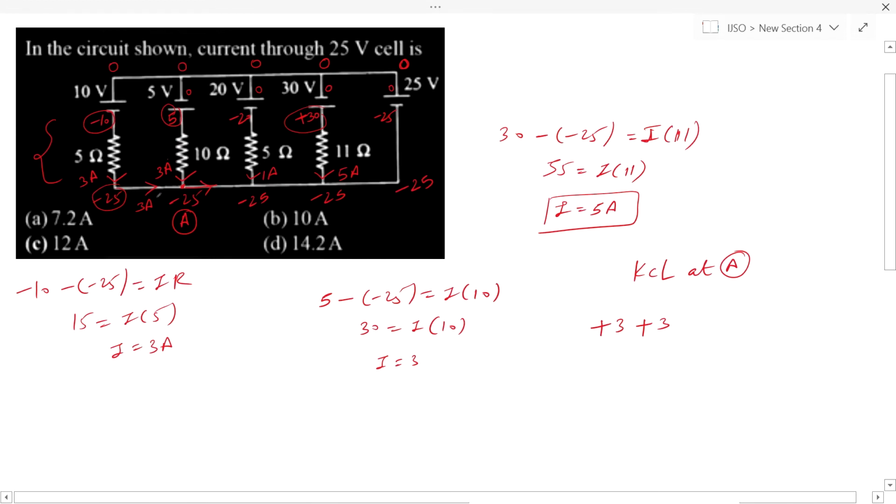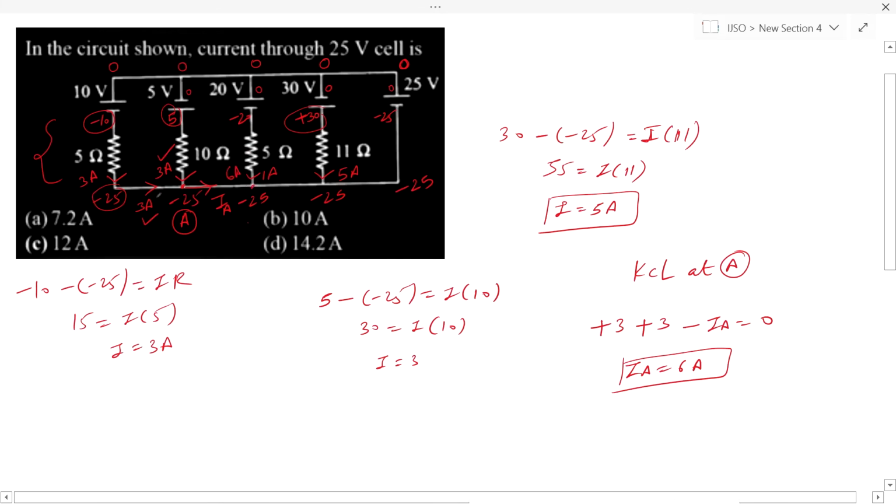Easy or tough? Medium. This is plus three, this is plus three. So I am considering these plus three, and this is outgoing, so minus. This is I A. So 3 plus 3 minus I A equal to 0. So I A will be 6 amperes.